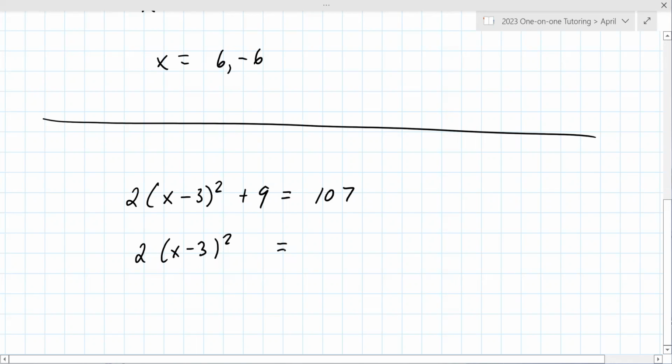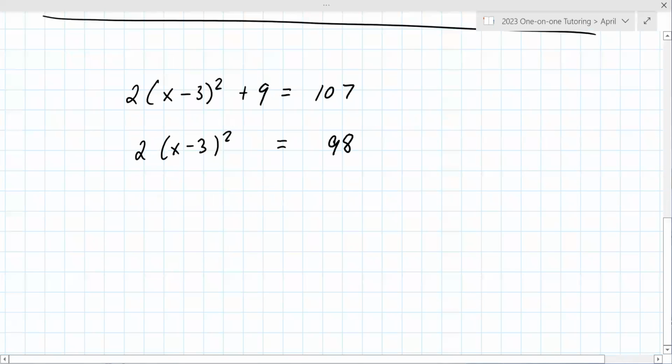I'm not anti-calculator. You're welcome to. 98. Yeah, if you need a calculator, you're allowed to use one by all means. Okay, keep going here. What would you do next?